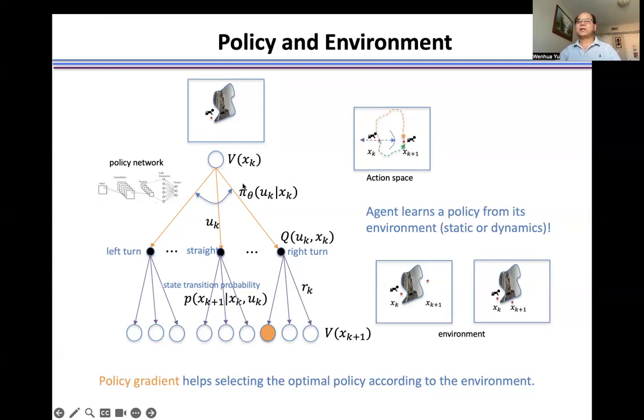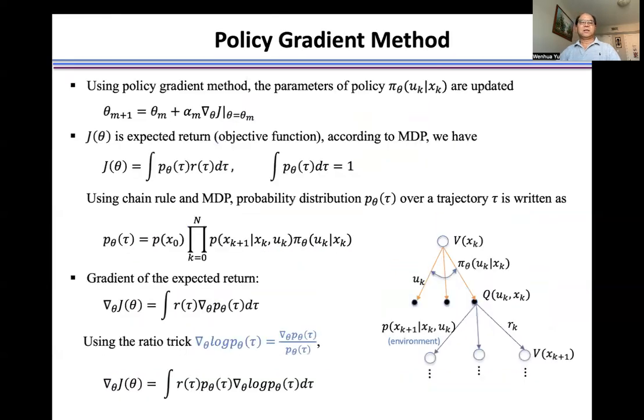So why are we interested in reinforcement learning? Because we want an agent, when it sees or observes this situation, to select an action under the policy to reach the maximum performance. Now let's go to the detail.